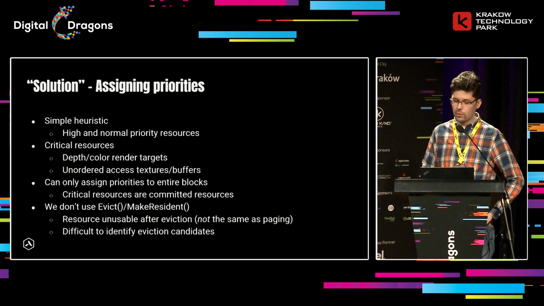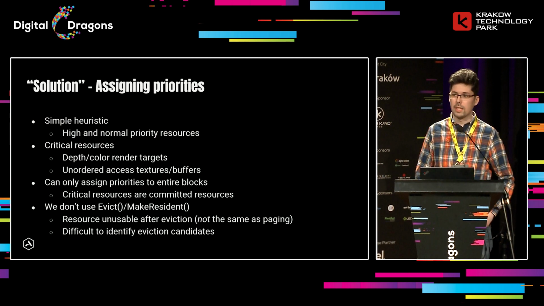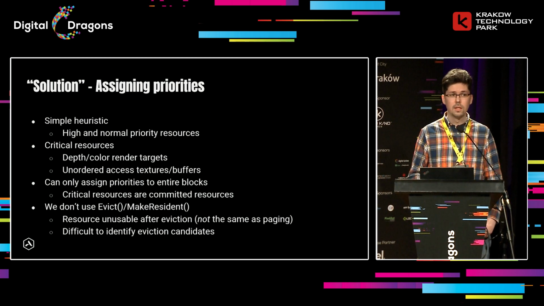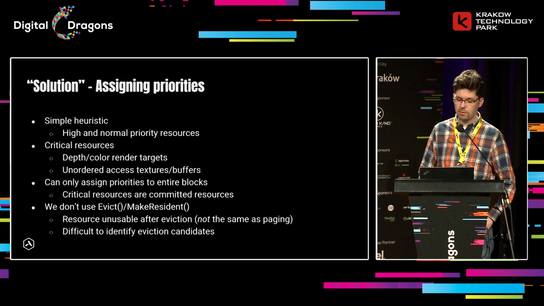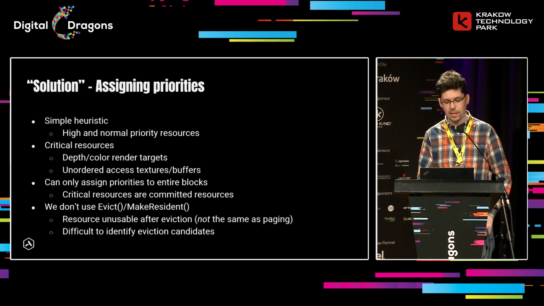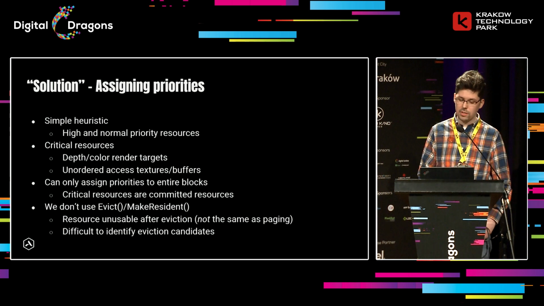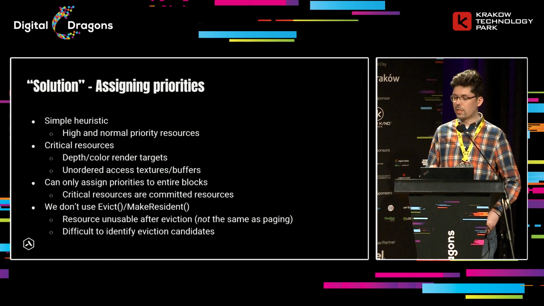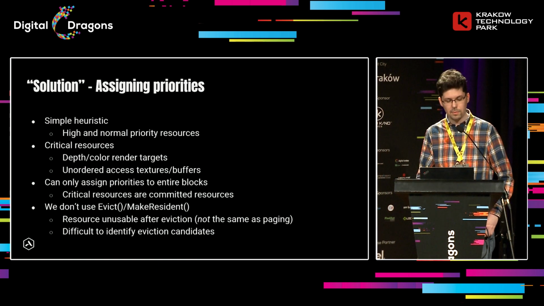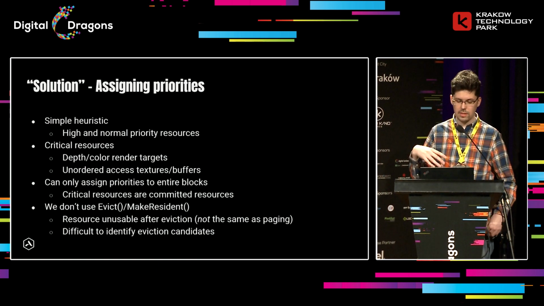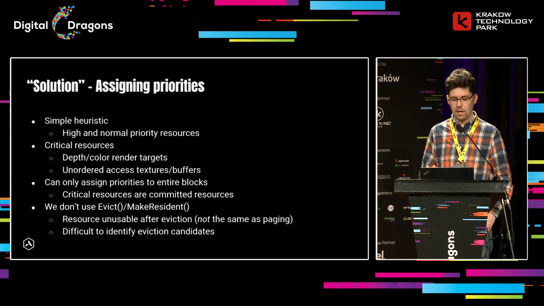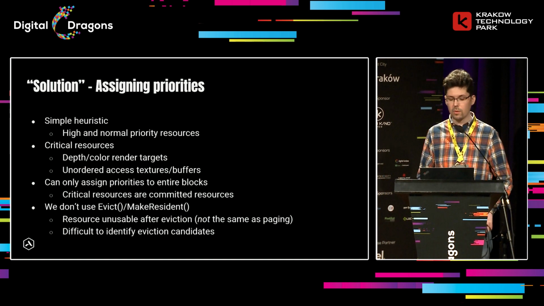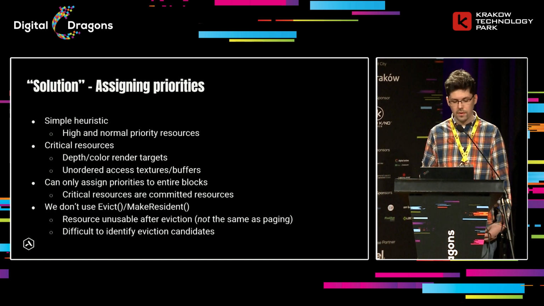So what is our quote-unquote solution to this? Well, it's to assign priorities to our resources to make sure that the important stuff are kept in memory for as long as possible. We use a simple heuristic where you split up the previous hierarchy list into 2, where you have high priority resources and then normal priority resources. Then the question is, which are the high priority resources? And well, it's the ones I just mentioned, the depth and color render targets, as well as the unordered access textures and buffers. You can only assign priorities to entire memory allocations. They're always moved out as blocks as a whole.